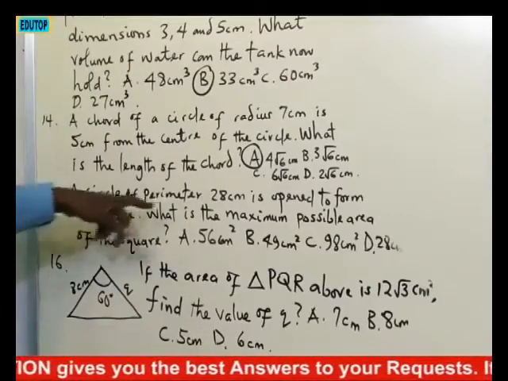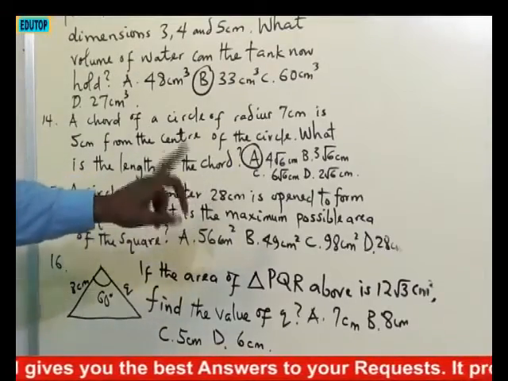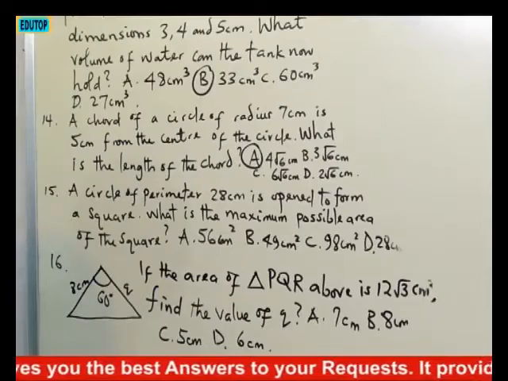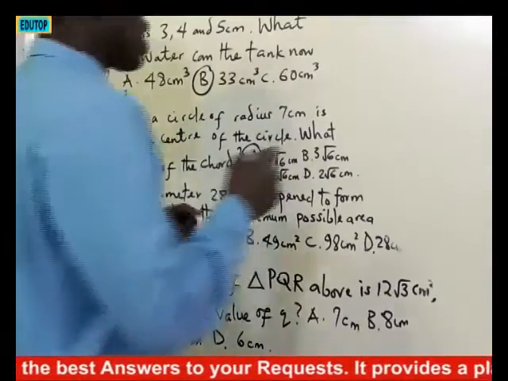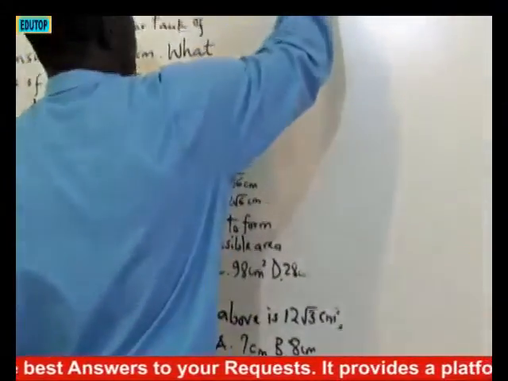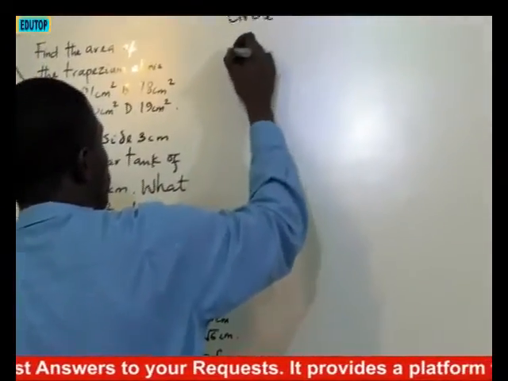Now a circle of perimeter 28 centimeter is opened to form a square. What is the maximum possible area of the square? Now we are talking about two things. We're talking about a circle, and we're also talking about a square.